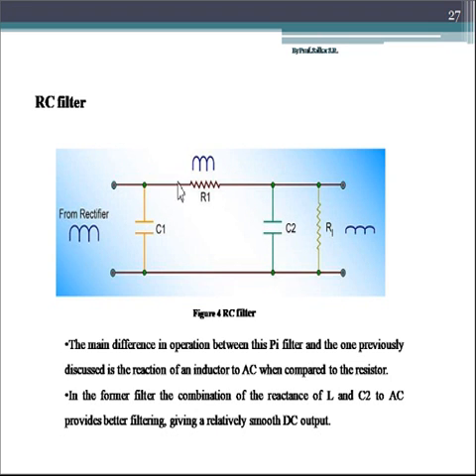This capacitor C2 bypasses the AC portion of this signal and blocks the DC portion only, and then it gives the DC portion to the load, and then we get this kind of waveform at the output of the RC filter. So in RC filter we can set the value of R1 as per our requirement. The more the value of R1, the more voltage will be dropped, and the more DC-like signal we will get at the output.